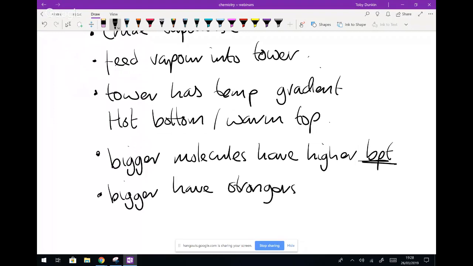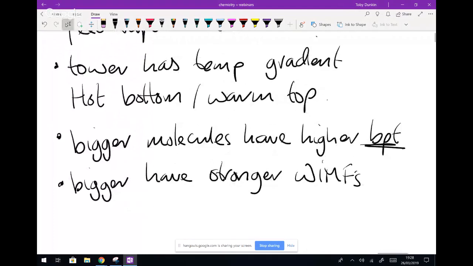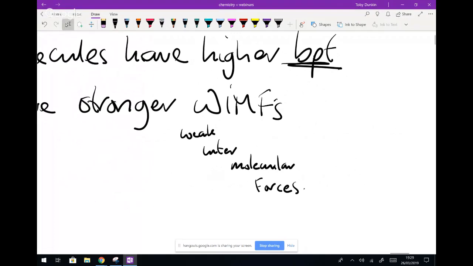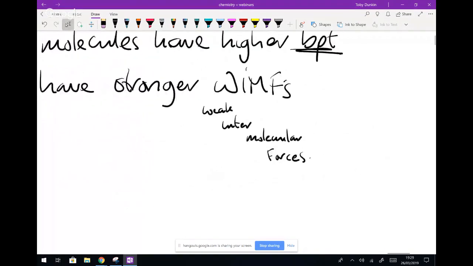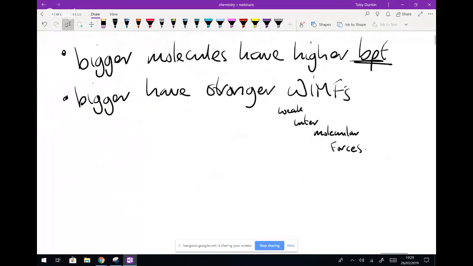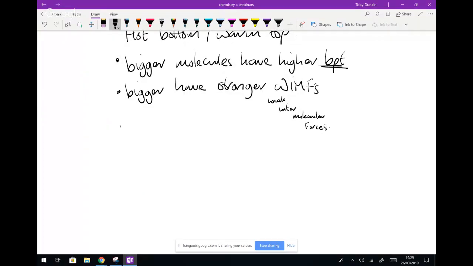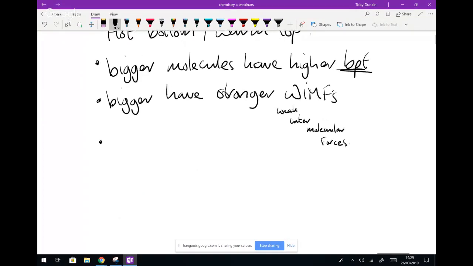That's nice to see a covalent mark coming in here. Have stronger WIMPs. Now I'm putting in WIMPs. You're not allowed to write that in your exam, so I will translate: weak intermolecular forces. WIMPs is great because it's easier to remember, and your brain tends to be pretty good at translating this out. So definitely worthwhile practicing that. And it's a great covalent bonding mark because these are all simple covalents, of course, in oils, hydrocarbons.